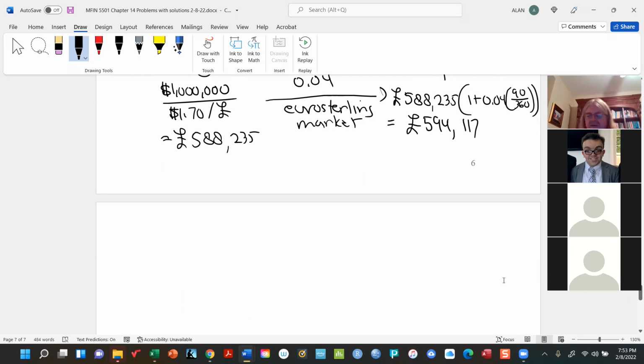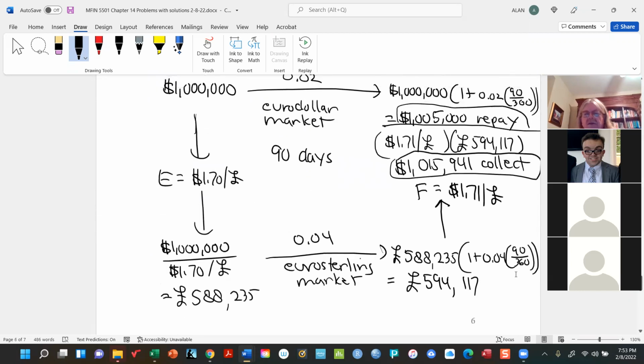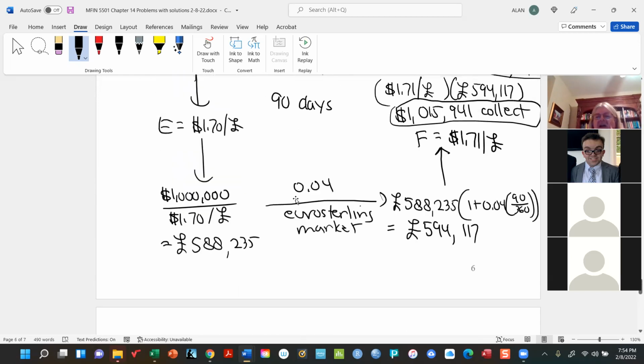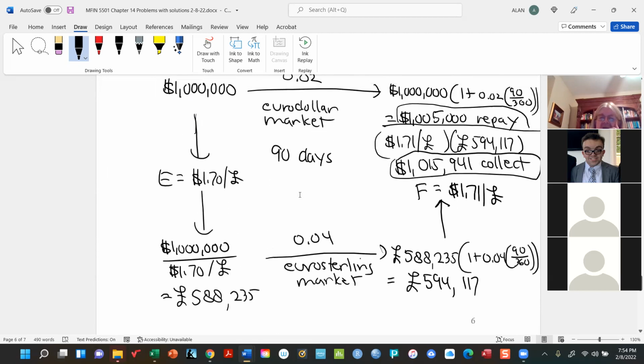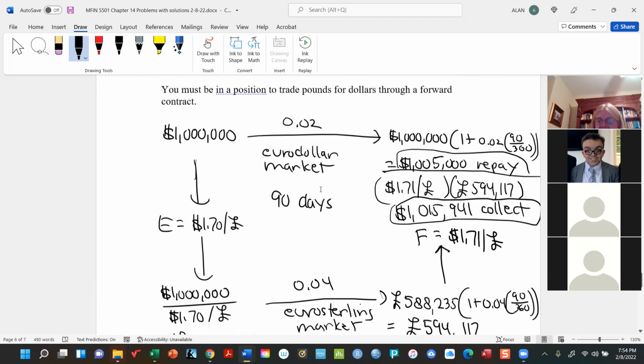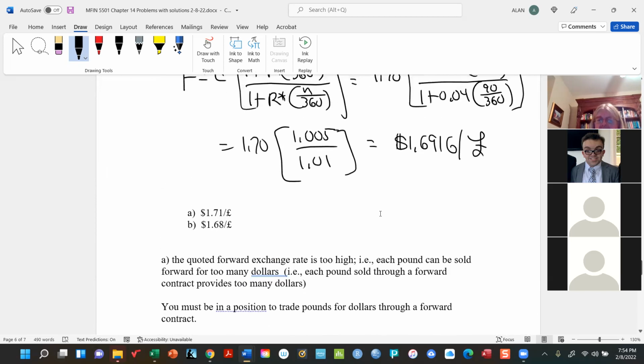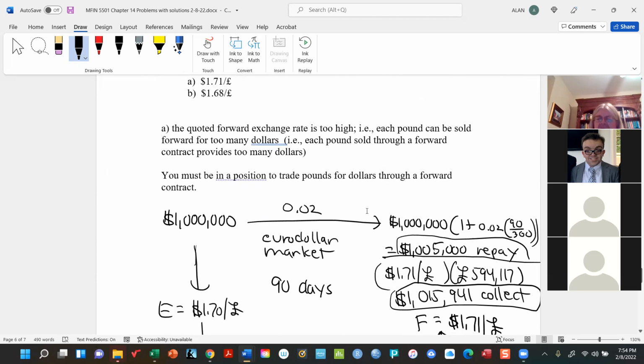So clearly there's a profit. We got 1,015,941 minus 1,005,000, so that's $10,941. Risk-free profit. It's basically free money. That's what arbitrage is. But it can only happen if we have an inefficiency in the market. Like here, for example, if F was equal to the implied amount, you would see that you'd just end up with $1,005,000. So there'd be no point.